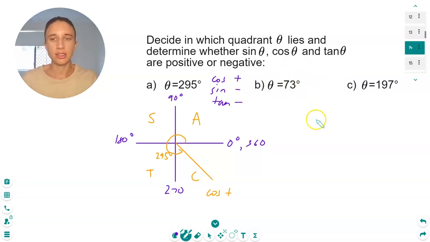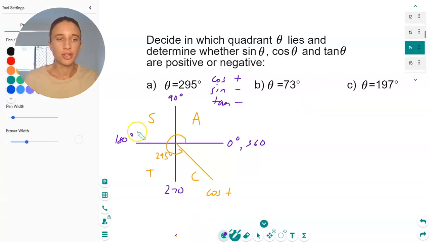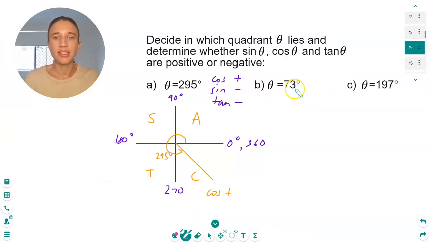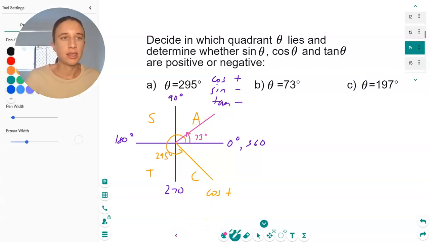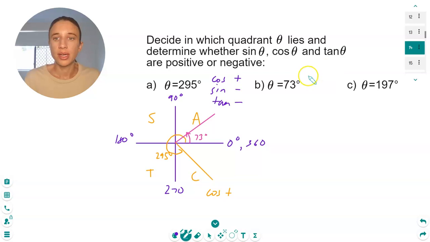Theta is 73, so let's check the next one out. We'll do it on the same plane. Theta is 73, so that means theta is between 0 and 90. So that will sit here, this time the pink angle. And so that's in the first quadrant, and that means that all signs are positive. That A stands for all. So we are going to have cos positive, sine positive, and tan positive.